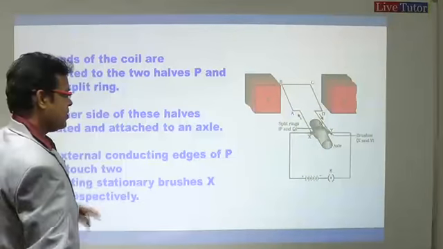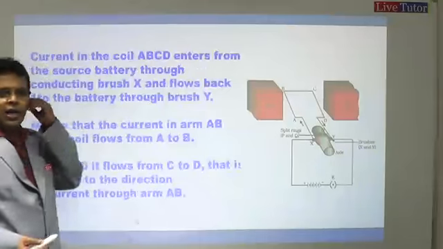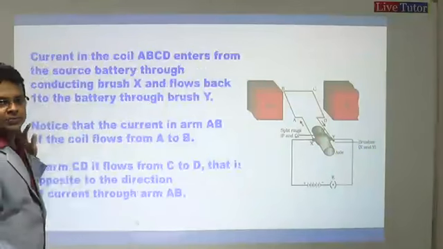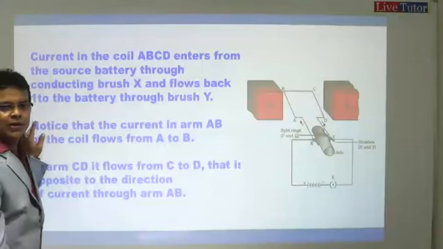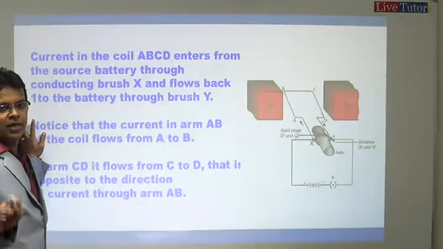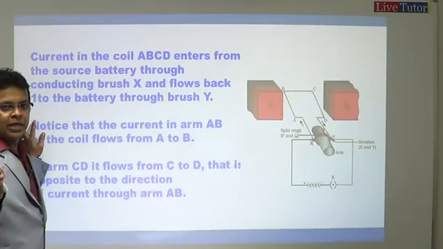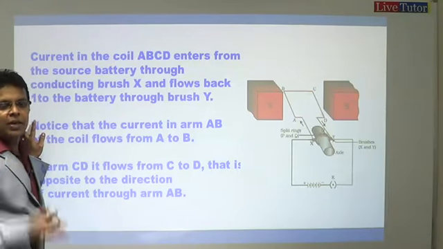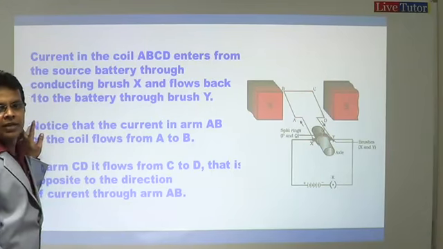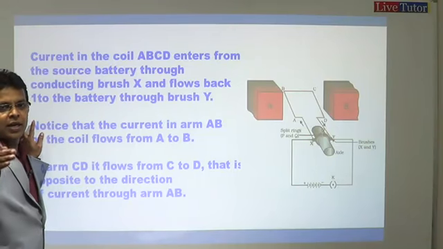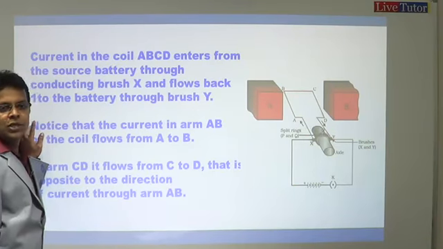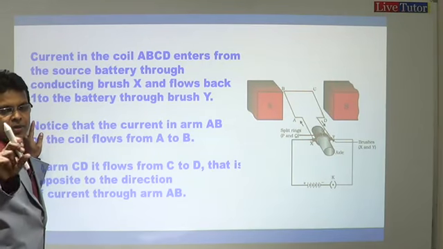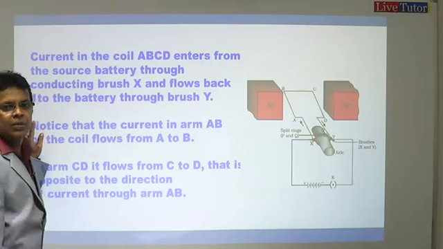Now let us see how this is going to work. So far, what you have seen is the construction, very simple. The coil is in the form of a rectangle, placed between the powerful magnetic field, perpendicular to it. The two ends of the coil are connected to the two split rings P and Q, and the two rings are connected to the carbon brushes X and Y.